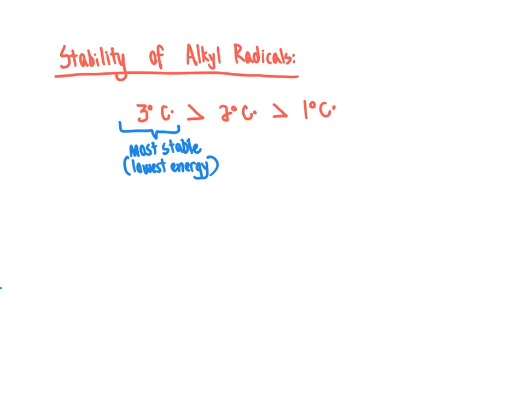So why is it the case that a tertiary carbon radical is more stable than a secondary or a primary carbon radical? That's a key question to answer here. And it's going to allow us to use some of the terminology and definitions that we talked about previously when we were referring to the stability of resonance structures. So, why is a tertiary carbon radical more stable than a secondary or a primary?